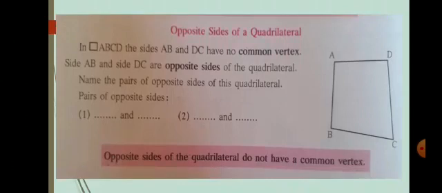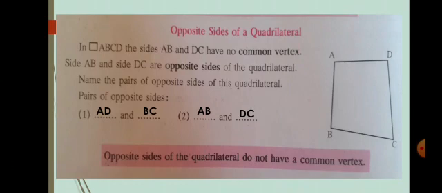Now opposite sides of a quadrilateral. Now you all can see the figure alongside of a quadrilateral ABCD. Now let's see sides AB and DC. What can you see common? Nothing is common. AB and DC have no common vertex. So here side AB and side DC are opposite sides of the quadrilateral. Similarly AD and BC. Nothing is common. So sides AD and BC are also opposite sides. Let's write the pairs. The first pair will be AD and BC. The second pair will be AB and DC.